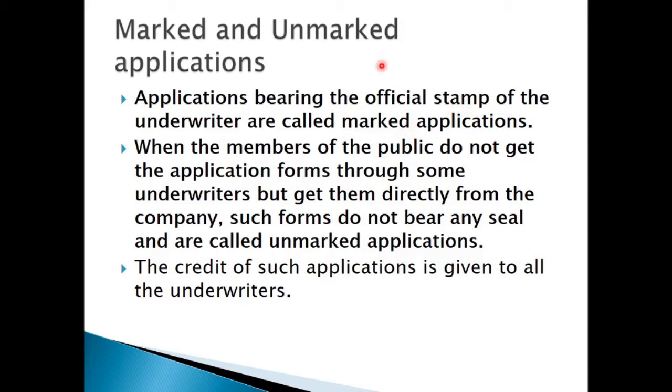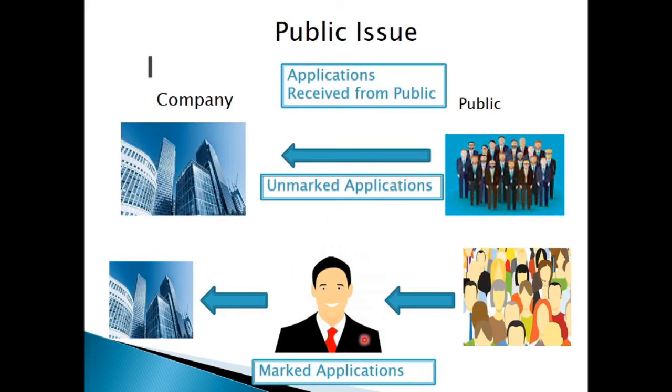So the public gives the application to the underwriter, then it goes to the company. Those applications are taken as marked applications. If the public gives the applications directly to the company, then they are unmarked applications. So this will help you to understand. Applications given directly to the company are considered unmarked applications, and if they come through the underwriter, that is, they give it to the underwriter and then it comes to the company, then they are marked applications.